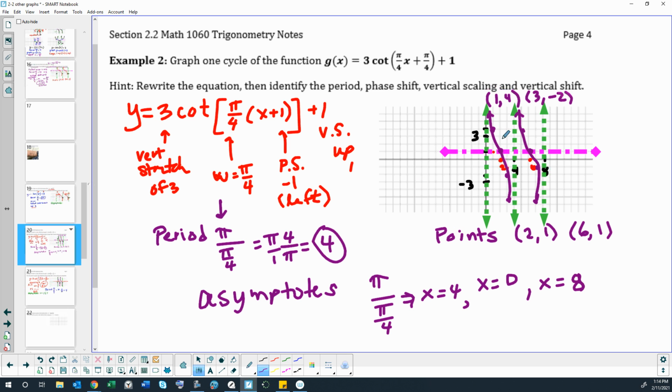We've got our stretch of 3 because the point that would have been at 1 has tripled. We've got the period has changed to 4 instead of pi because omega is pi fourths. The asymptotes have squished together. Instead of being at 0 and pi and 2 pi, they're at 0, 4, and 8. And then the entire graph has moved up with midline up 1 and all of the points where they would have been moved up 1.